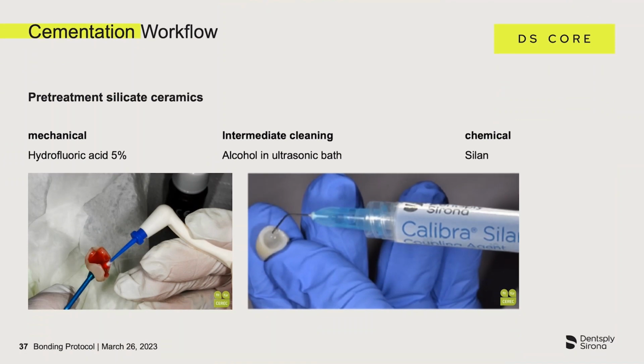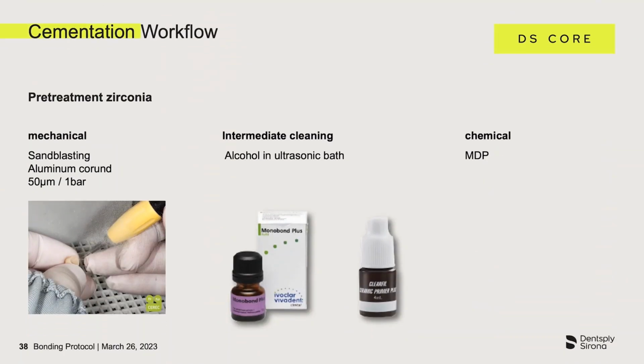After cleaning, the ceramic is pre-treated. This procedure differs depending on the material used for the indirect restoration. For silicate ceramics, we obtain the necessary micro-retention on the surface of the material by applying 5% hydrofluoric acid. Subsequently, residues of the hydrofluoric acid are removed in a fresh alcohol ultrasonic bath, and the chemical bond is ensured by applying a sealant. Bonding. Slide 38.